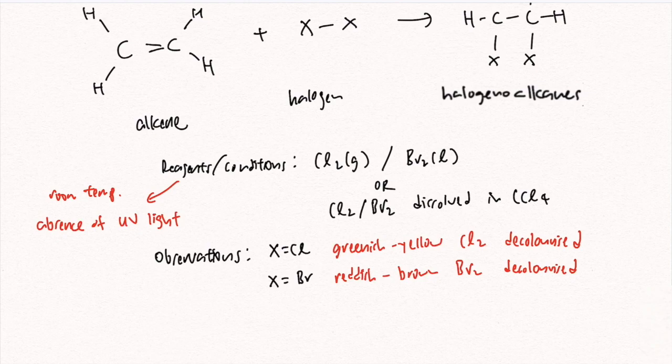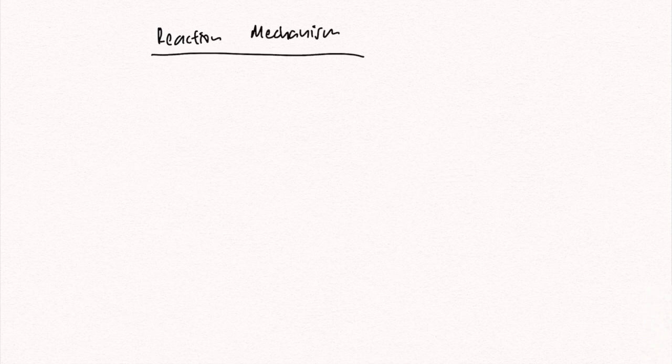As I previously mentioned, when there is UV light or heat present, it can lead to the initiation step occurring, hence producing the halogen radical, which will lead to free radical substitution occurring. So now, let me draw the mechanism. For this mechanism, I'll be using Br2 and ethene as an example.